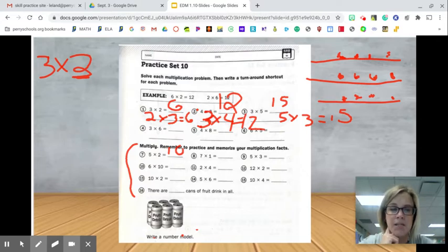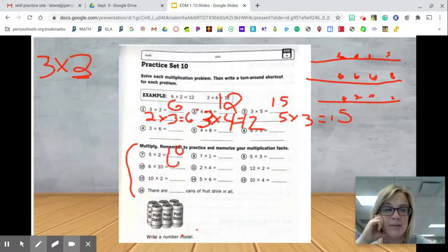Number 10, I'm going to go down, is 6 times 10. Well, I don't really know how to count by 6s, so I'm going to count by 10s, and I need to have 6 10s. 10, 20, 30, 40, 50, 60. 6 times 10 is 60.